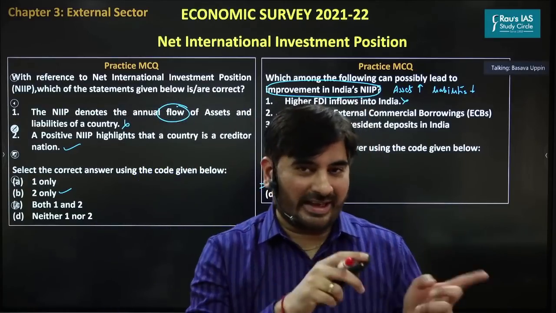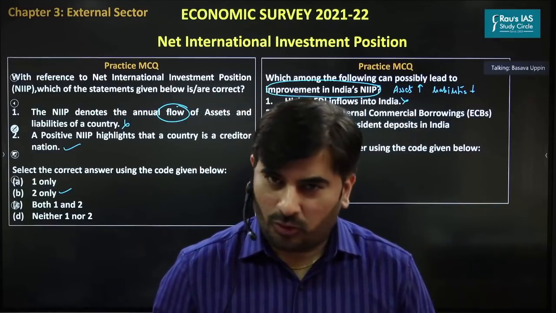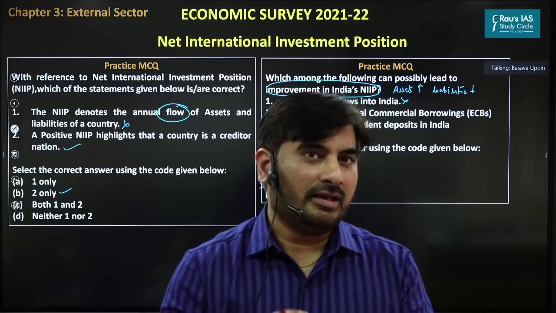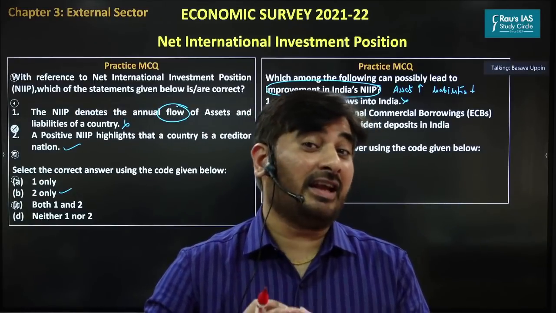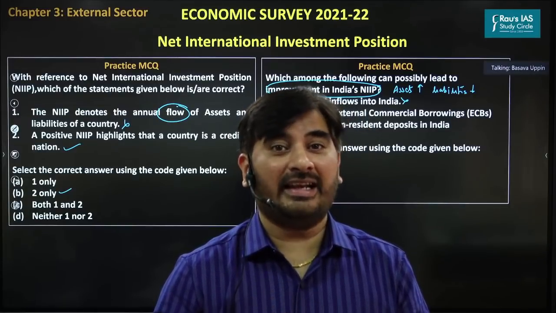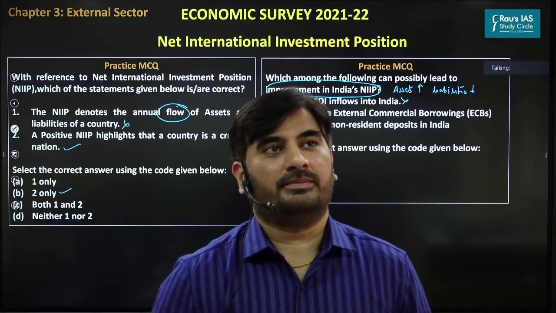So that is how we can expect a question as far as NIIP is concerned. So with respect to NIIP, understand the concept of NIIP, the trends with respect to NIIP, and what factors can lead to an improvement or deterioration as far as NIIP is concerned. If you remember these things, that's more than sufficient.